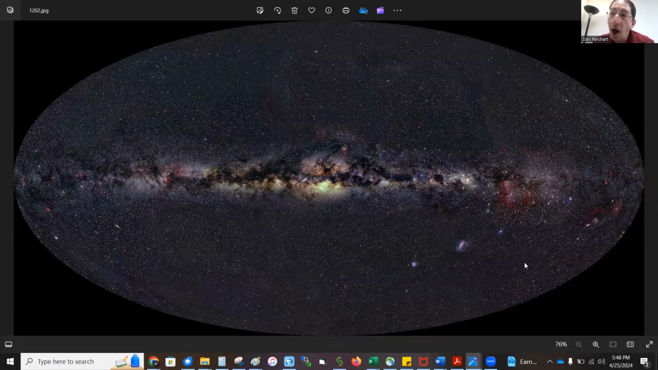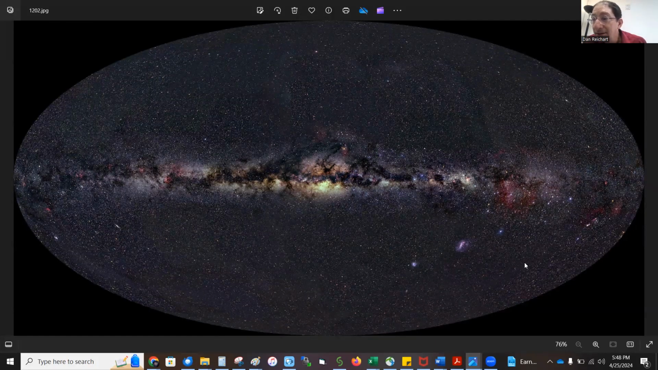So here's an optical picture of the Milky Way. The center of the galaxy is at the center of the picture. The plane of the galaxy is stretched out across the picture. You can grab the left and the right and wrap it around your head, because the galaxy is actually all around us.